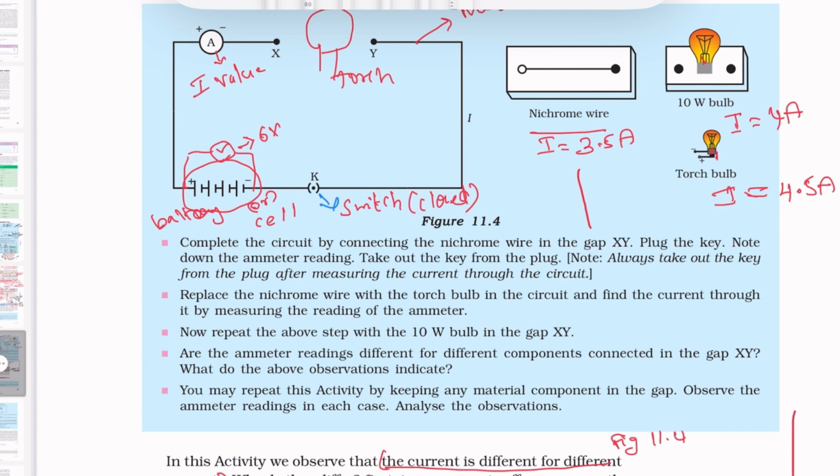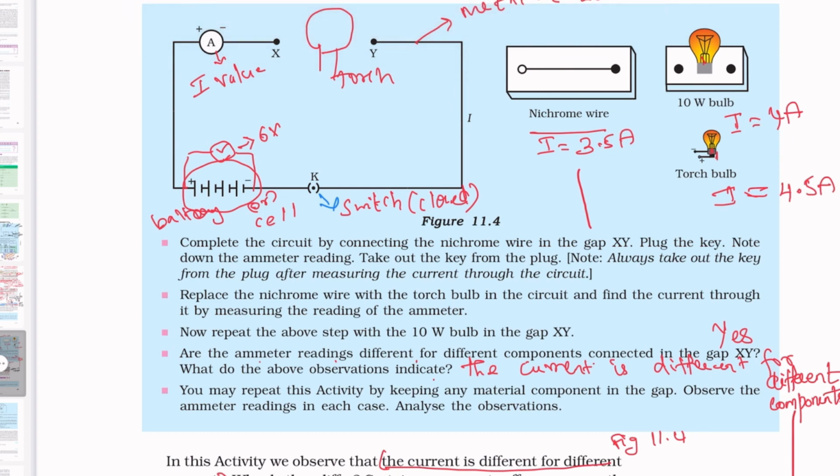So come to the last point. Are the ammeter readings different for different components connected in the gap XY? Yes. What do these above observations indicate? It indicates that the current is different for different components. So whenever we attach different substances, each component will give its own current readings. This is what is inferred from this activity.